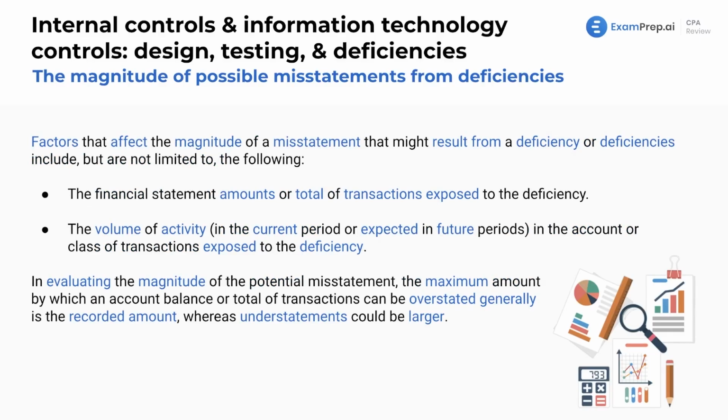The magnitude of these possible misstatements. Now, factors that affect the magnitude, the significance, the importance of a misstatement that might result from a deficiency or deficiencies include, but are not limited to, these, and this is per the AICPA, definitely a good reference to go with. The financial statement amounts or total of transactions that were exposed to the deficiency. Now, as we said, the cash rec, that's got exposure over all the cash transactions. So yeah, that's pretty significant.